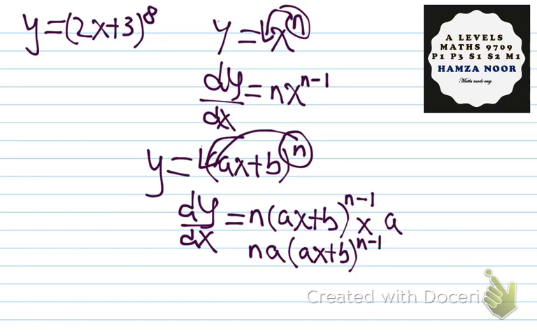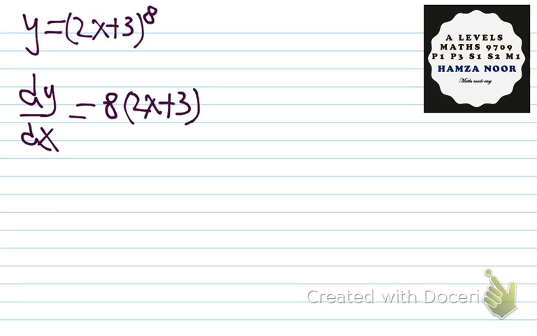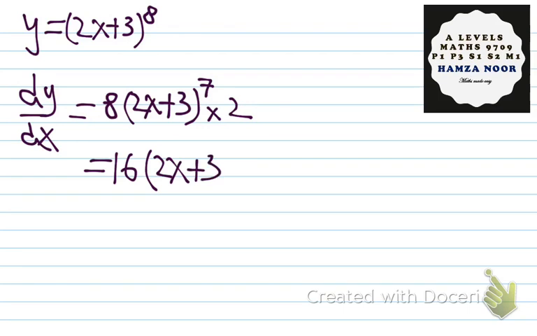Alright, so what's next? How do we prove that the chain rule answer was correct or not? Let me just erase the working again. y is equal to 2x plus 3 raised to the power 8. So dy over dx is equal to 8 multiplied by 2x plus 3 as it is, raised to the power 8 minus 1, which means 7, and this whole algebraic expression is differentiated and multiplied outside, means multiplied by 2. So 16 multiplied by 2x plus 3 raised to the power 7. This is your final answer.